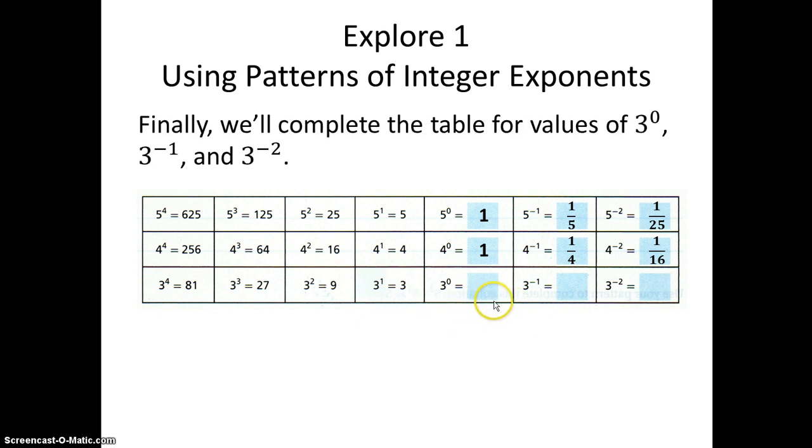Now we can complete the entire table, doing the exact same thing for the values of 3 to the power 0, 3 to the power negative 1, and 3 to the power negative 2. Just divide this by 3 to get 1. Dividing this by 3, I get 1/3. Dividing that by 3, I get 1/9.